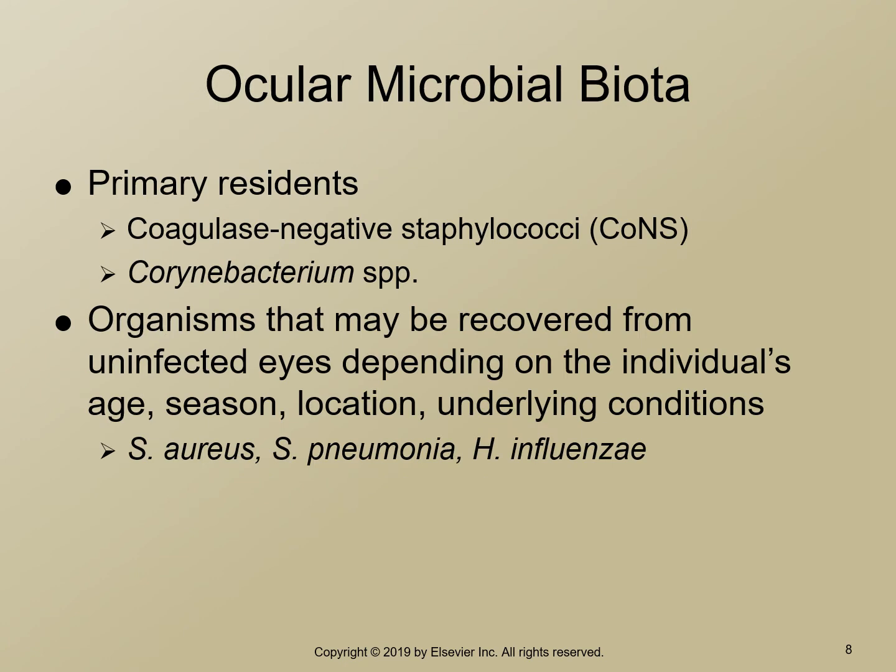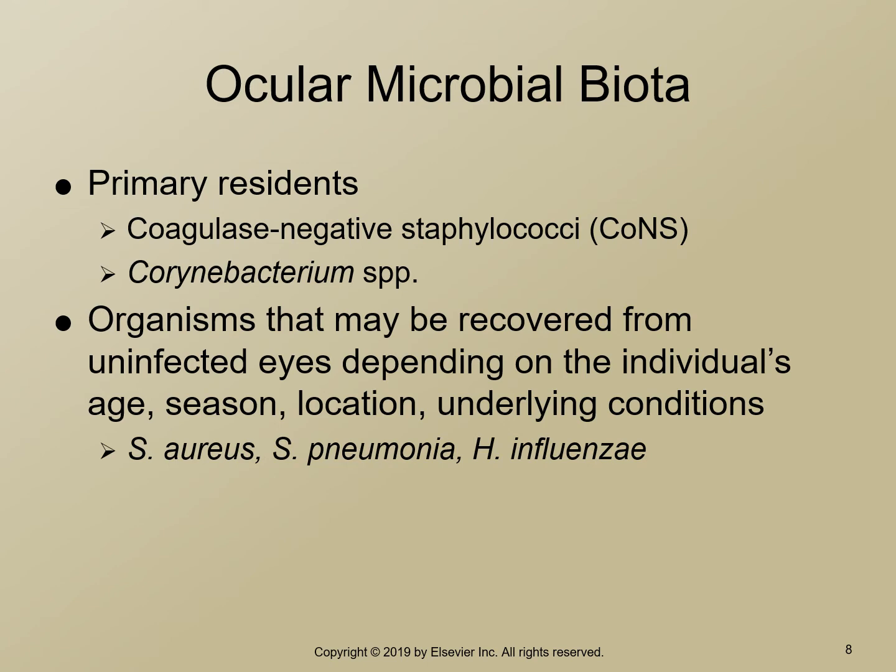Like the other organ systems we've discussed so far, the ocular system also has microbial biota that's considered normal. The primary residents include coagulase-negative staph and Corynebacterium species. Organisms that can be recovered from eyes of individuals without active infections vary depending on the patient's age, the season, the location of the patient, and any underlying conditions. Other organisms that may be recovered include Staph aureus, Strep pneumoniae, and Haemophilus influenzae.